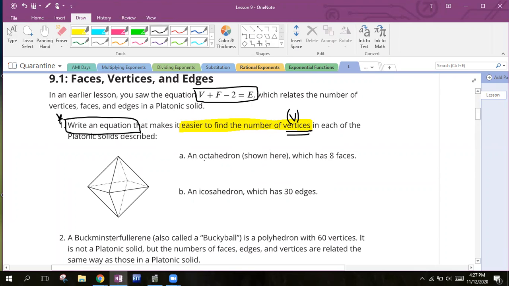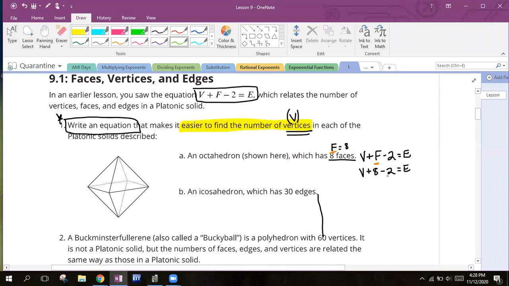So let's look at A. It says an octahedron, which is this shape right here, has 8 faces. Okay, so they told us a very important variable. They told us that F equals 8. Okay, so I'm going to take my equation that they gave us, V plus F minus 2 equals E. All right, so I have an equation, I have a variable. What can I do? I can substitute it, okay? So everywhere I see an F in my equation, I can substitute it for an 8. So I have V plus 8 minus 2 equals E.